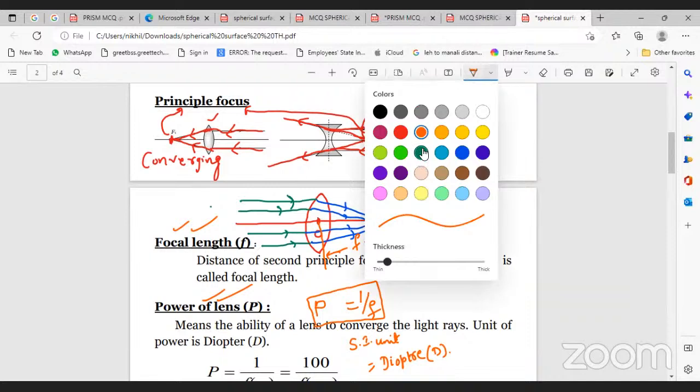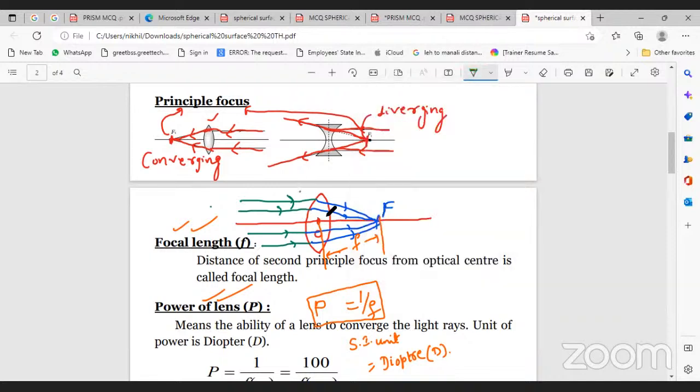One more thing you have to remember here. For a convex lens, focal length is positive, because the ray is incident like this and focal length is also measured in the same direction. So for a convex lens, focal length and power of a lens are both positive. But what about a concave lens?